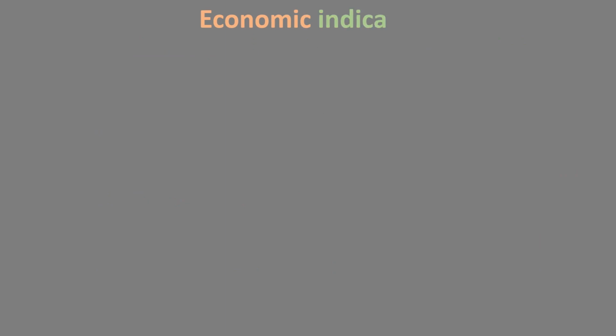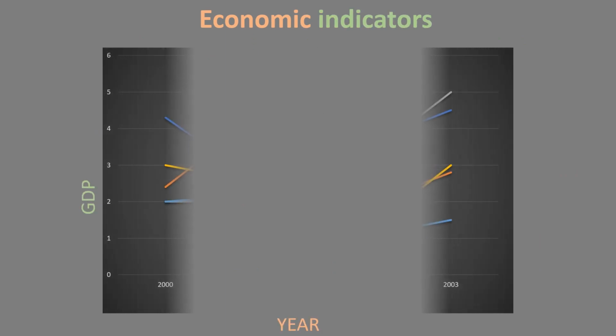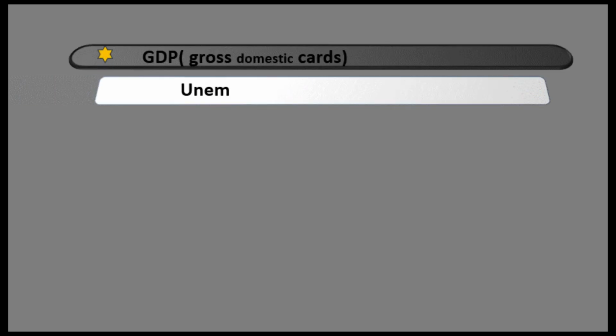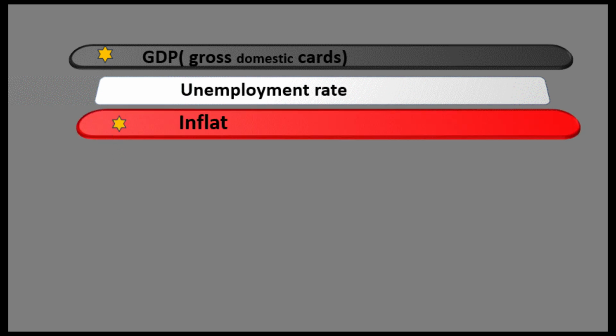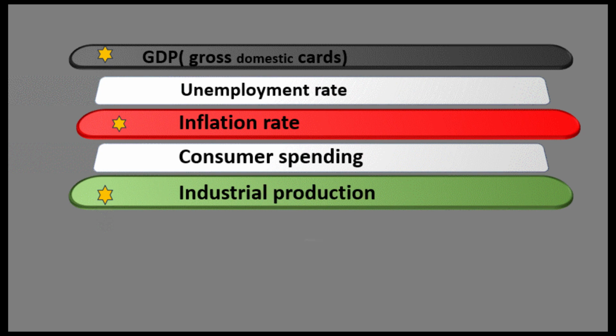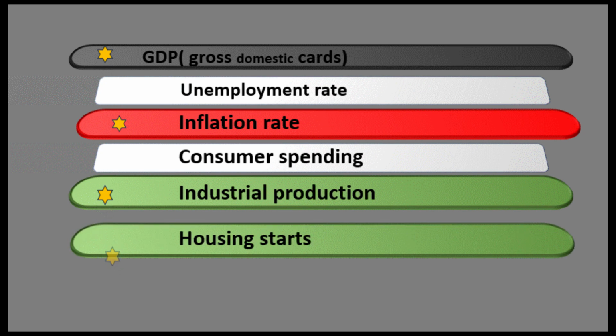Economic indicators are statistics or data points that provide insights into the overall health and performance of an economy. These indicators help economists, policymakers, investors, and businesses assess the current economic conditions, make forecasts, and make informed decisions. Some common economic indicators include GDP, gross domestic product, unemployment rate, inflation rate, consumer spending, industrial production, and housing starts. By tracking and analyzing these indicators, stakeholders can gauge the strength of an economy, identify trends, and anticipate potential changes in the economic landscape.